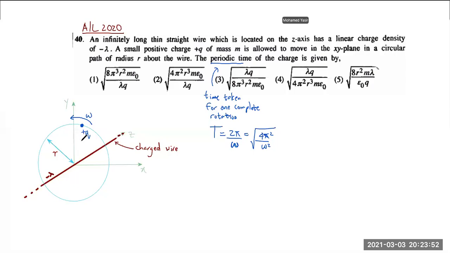What is the plan to find omega squared? An object is performing circular motion. When the object performs circular motion, you know there must be a centripetal force acting on the object. And what is the centripetal force acting on the object here, people? That is the electrostatic force.